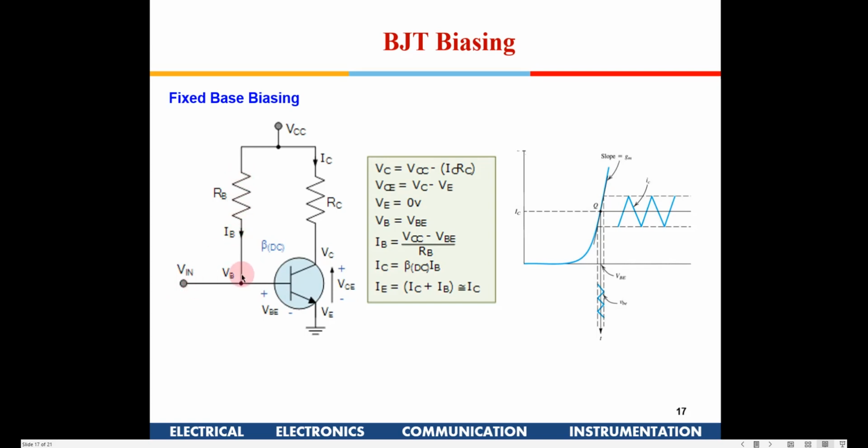Now by putting this RB here, what are the equations? The collector voltage VC will be VCC minus ICRC. Some IC will flow here, so ICRC, right? So this is one equation. VCE is VC minus VE, and here VE is 0. This is VBE, right? Now to compute IB, the DC current flowing here, we use this equation: VCC minus VBE divided by RB.